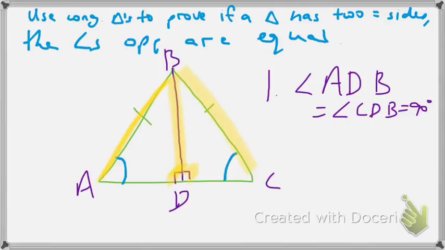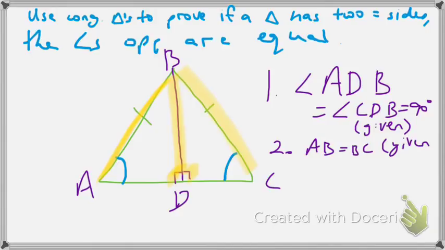Right? And the reason is by construction, right? So you can actually say given there, right? You are able to draw a right angle line to another line quite easily. Number 2, AB equals BC. That is also a given, you are told that. And then the third is that the side length BD is common.